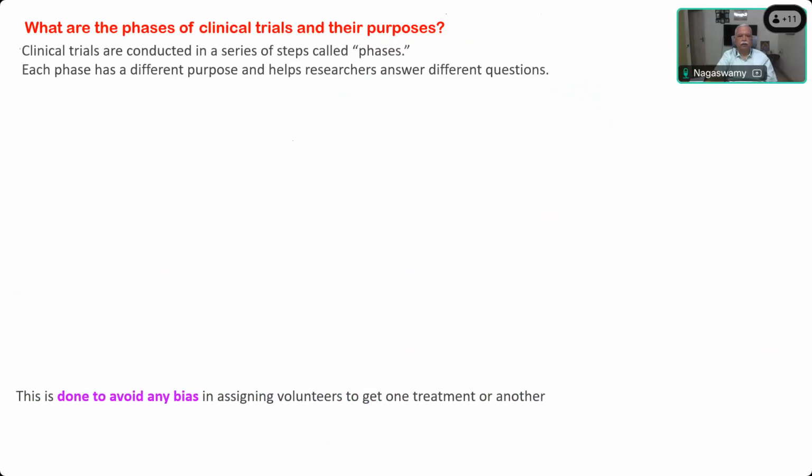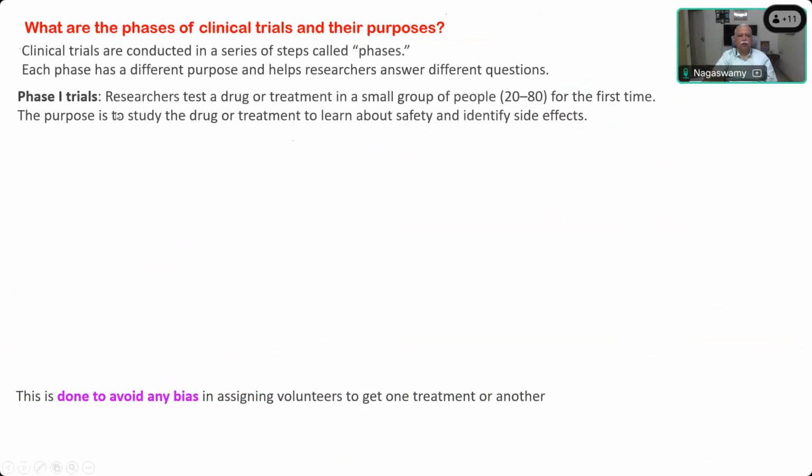Each phase has a different purpose and helps researchers answer different questions. So in the phase 1 trial, the research drug or treatment is tested in a small group. The number of persons you test will keep increasing from phase 1 to 2, 3 like that. First you start checking in a small group for the first time. In all the 4 phases, safety is the most important factor. So you start from a very small group and identify the safety and side effects of the drug.